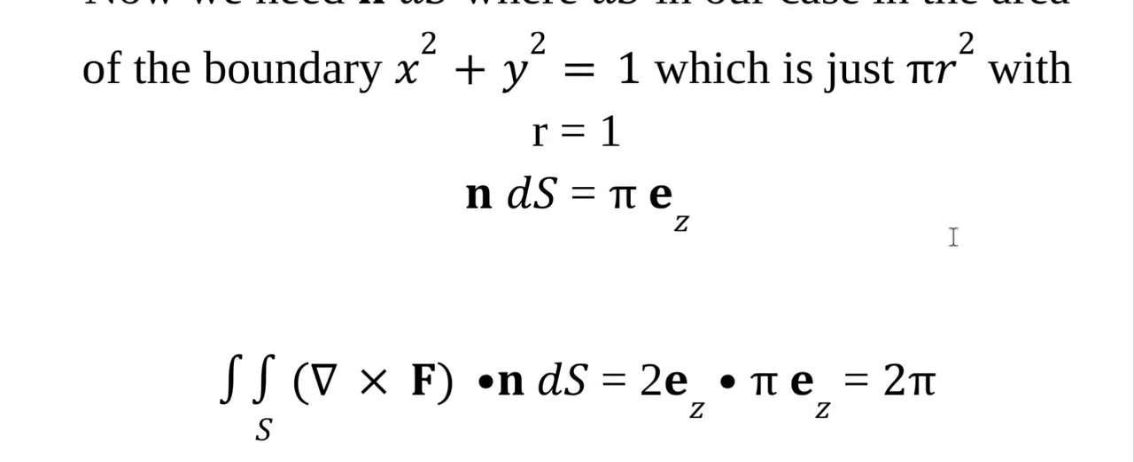That's it. All right, so we performed this del cross F. Here's n dS. We dot them together. e_z dot e_z is 1. We just get 2 pi. There's no integral left to do.